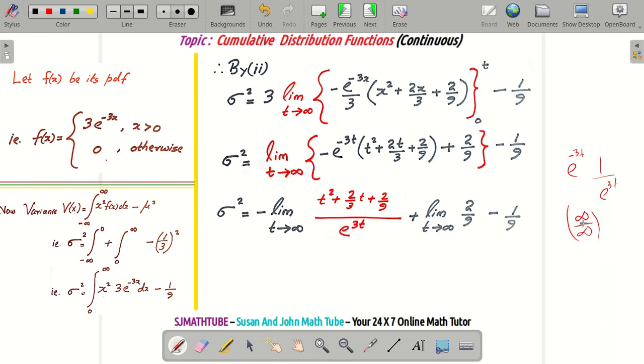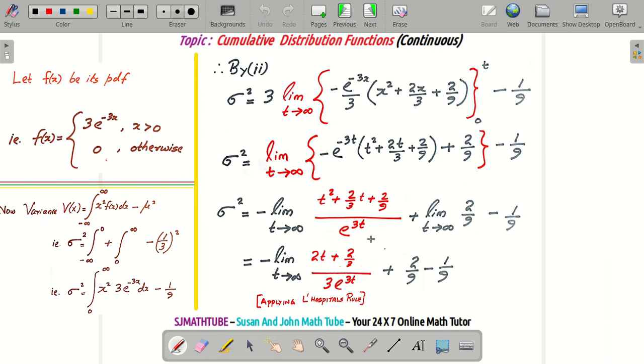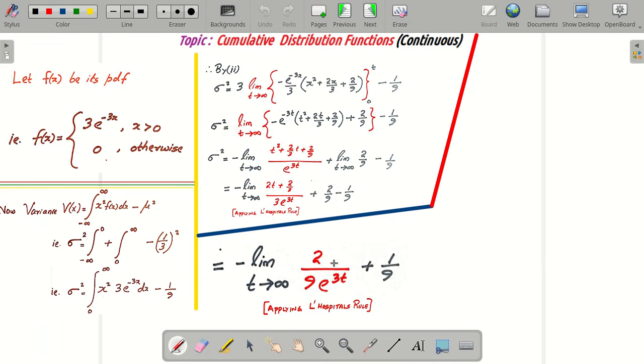But the good news is, if you have infinity by infinity, L'Hopital's rule can be applied. And the rule states you differentiate the numerator and denominator separately again and again till you get the value of the limit. So I tried to differentiate once. So (2t plus 2 by 3) the whole divided by 3 e to the power 3t. But still I'm getting infinity by infinity. That means I have to differentiate again.